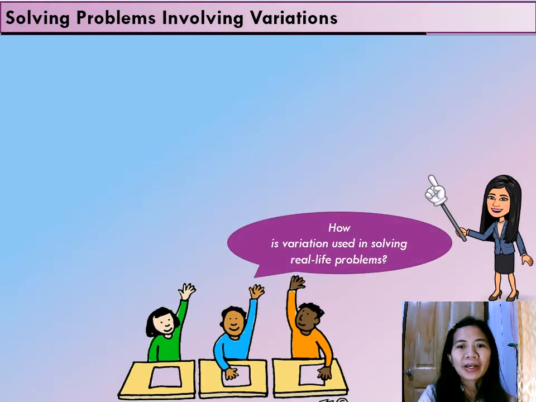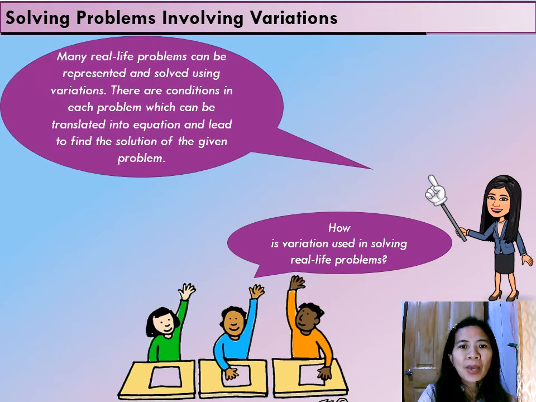Okay, what are the questions behind this topic? How is variation used in solving real-life problems? Many real-life problems can be represented and solved using variations. There are conditions in each problem which can be translated into equations and lead to finding the solution of the given problem.